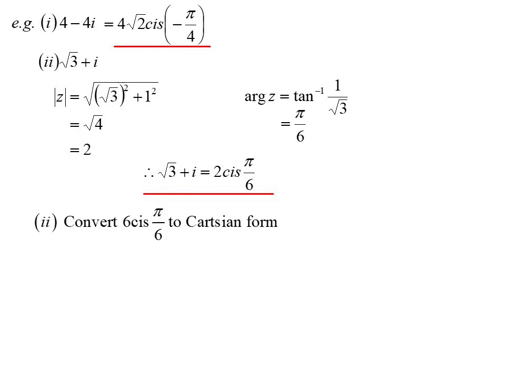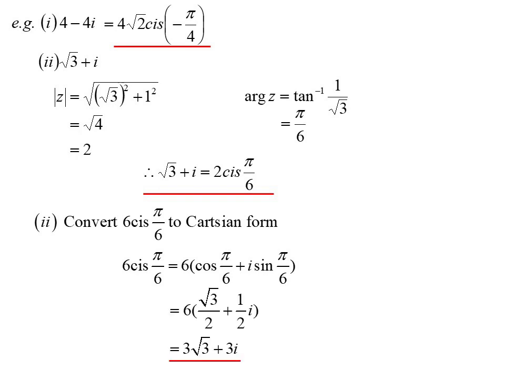Going back the other way, that's when it really is useful to have it in the other form, because it tells me exactly what I've got to do. It's 6 times the cosine of pi on 6 plus i times the sine of pi on 6. Pi on 6 is 30 degrees, so we get root 3 on 2 plus a half i, expand it out, 3 root 3 plus 3i.